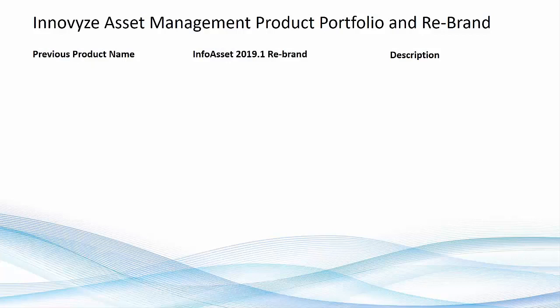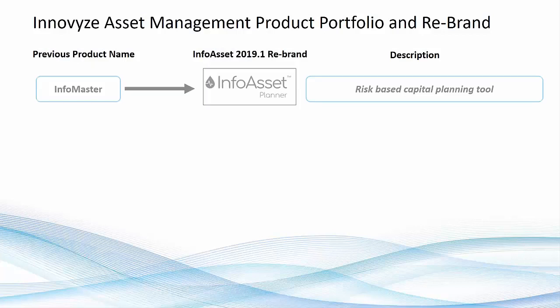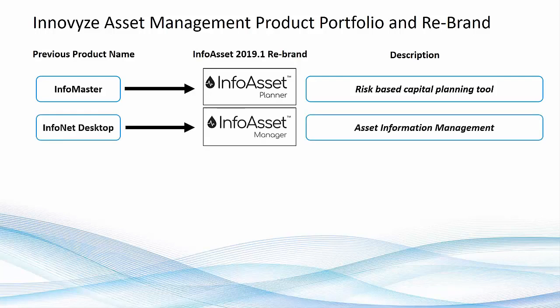So let me go through what that rebranding looks like. Previous product name on the left-hand side, with the rebrand in the middle column and a brief description of what these products can deliver. The previous product name, InfoMaster, which is built around an ArcGIS platform, has been rebranded as InfoAsset Planner, and that is a tool to do risk-based capital planning. InfoNet Desktop has now been rebranded as InfoAsset Manager, and this is the solution for carrying out all types of day-to-day asset management workflows.